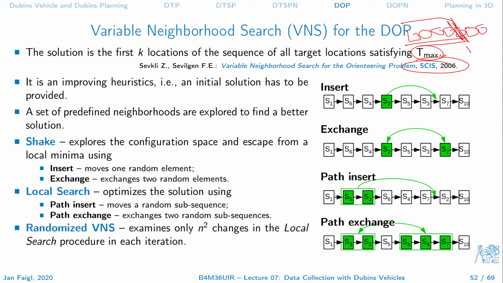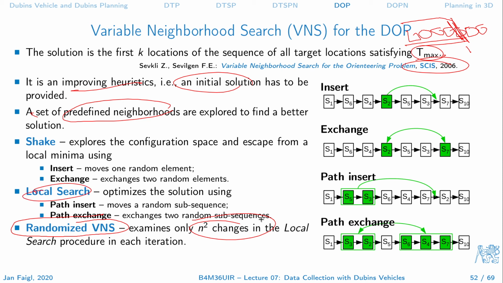How is it used? We use some improving heuristic, like cheapest insertion, for finding the initial solution. We have a set of predefined neighborhoods, which are operators like insert, exchange, path insert, and path exchange. We already mentioned that, but instead of systematically applying all operators, we use the randomized variant of the variable neighborhood search, where we examine only n-square changes in the local search procedure in each iteration, which is the very same we discussed in data collection planning.